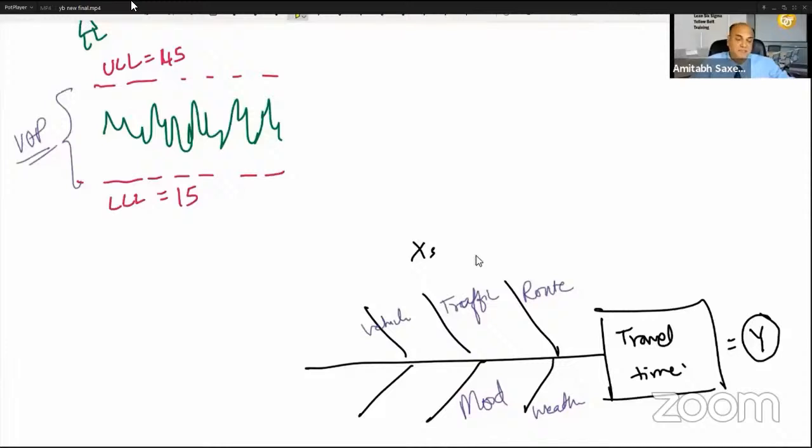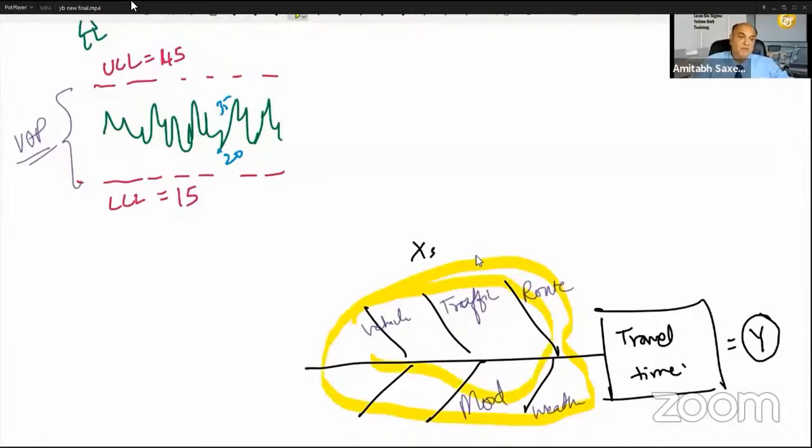Now, a statistical answer to a question, if someone asks, suppose my boss asked, yesterday you took 20 minutes, today you took 35 minutes. Why? Statistical answer would be, a lot of causes are acting on my system and producing this variation. And we call this common cause variation. A lot of causes are acting on my system and producing this variation.